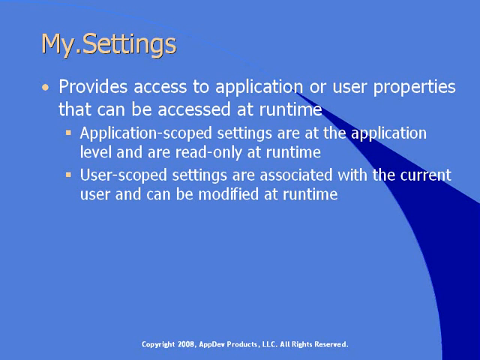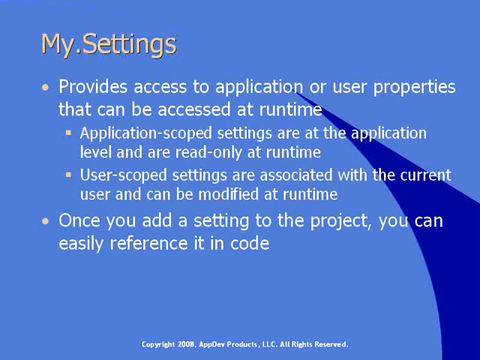User level settings are associated with the current user and can be modified at runtime. So things like preferences, what font does the user want, what background color, etc. And each user will have their own set of settings. You create the application level settings and the default values for the user level settings in the settings page of the project designer. And then once you've added settings to a project, you can use them in code through my.settings. So let's go take a look at using my.resources and my.settings.